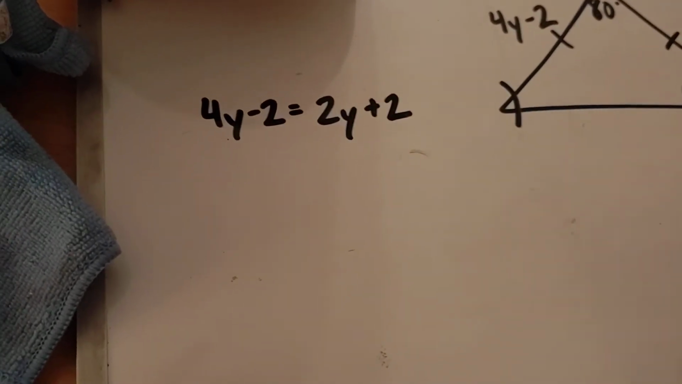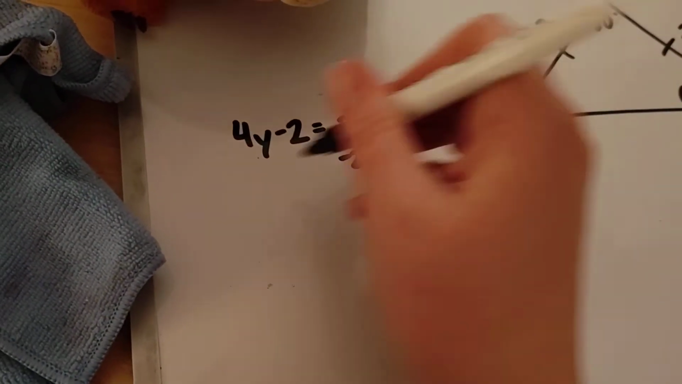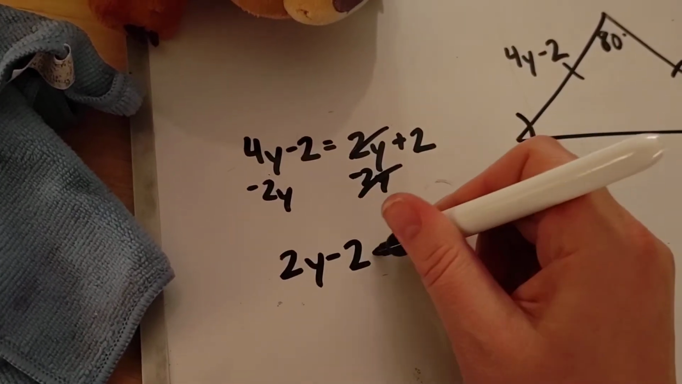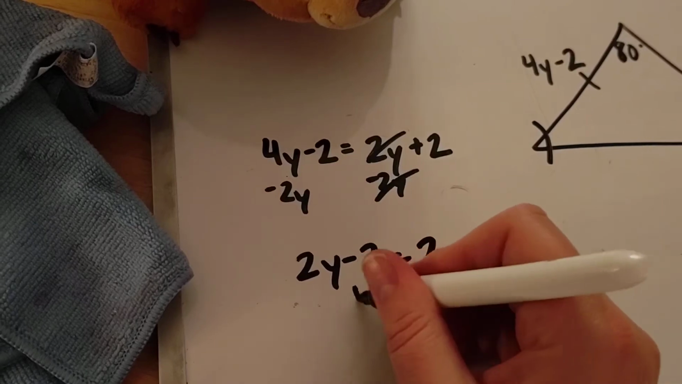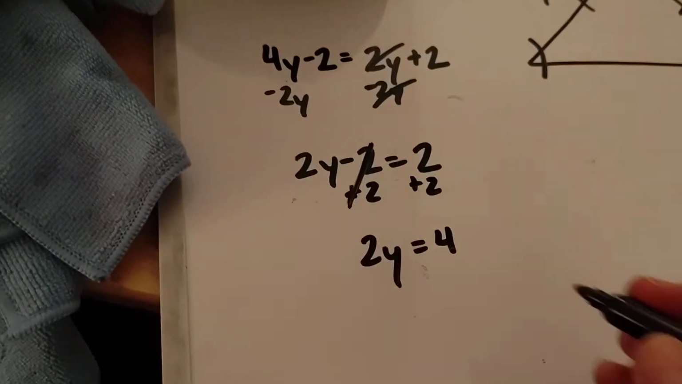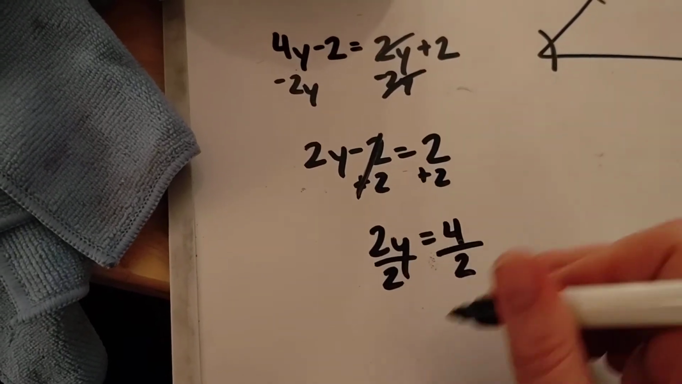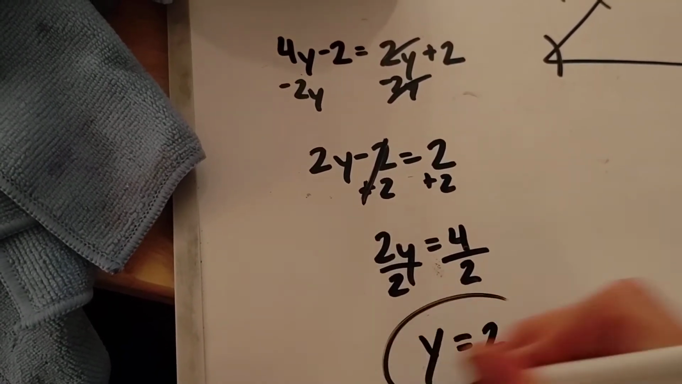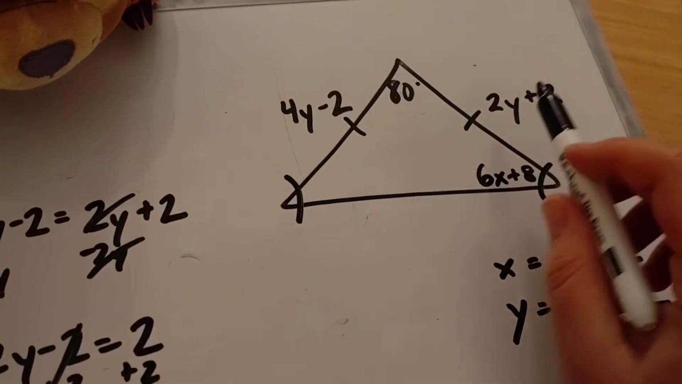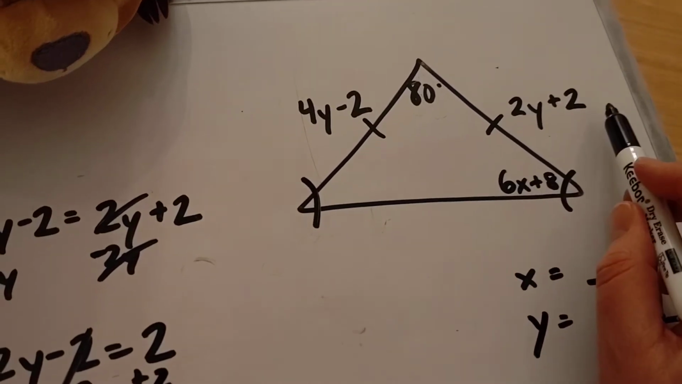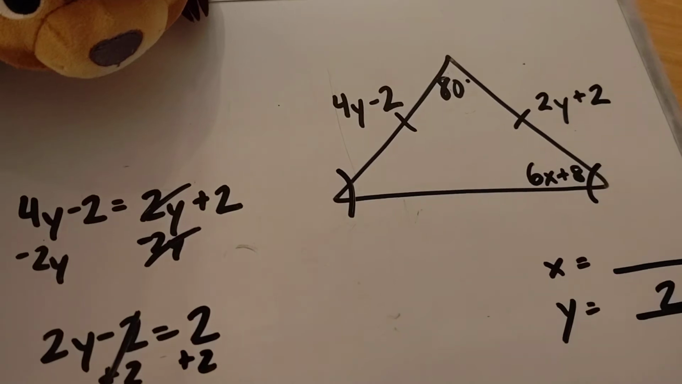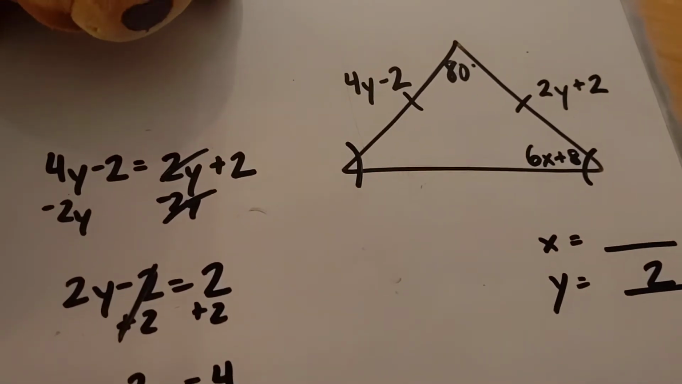I'd like to get my y alone, but first let me get my y's together. So I will subtract 2y on both sides, which leaves me with 2y minus 2 equals 2. Let's get this y alone by adding 2. 2y equals 4. Again, let's finally get y alone by dividing by 2. Y equals 2. I like to check my work, so let's just do a little mental check here. If y is 2, this side would equal 6. And if y is 2, 8 minus 2 also is 6. So I know that the sides are congruent. I know that our work is correct and that y does equal 2.